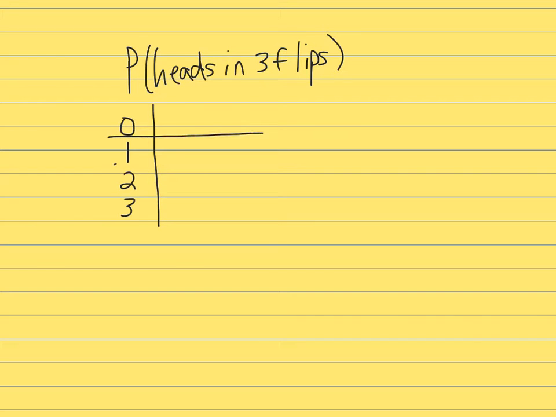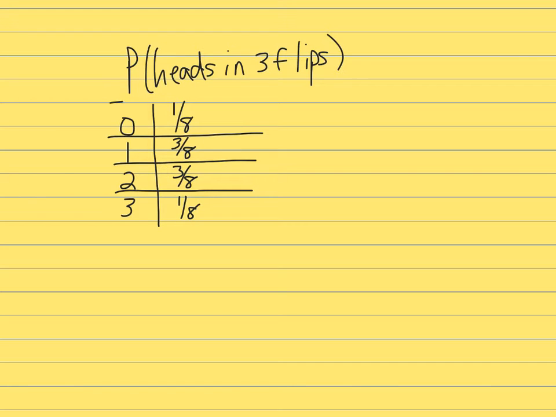So the probability distribution: the probability of no heads is 1/8. The probability of 1 head in 3 flips is 3/8. Probability of 2 heads is also 3/8. That's the same as 1 tail. And the probability of 3 heads, or no tails, is also 1/8. 1, 3, 3, 1 kind of reminds you of one of the rows of Pascal's triangle, huh? The third row.